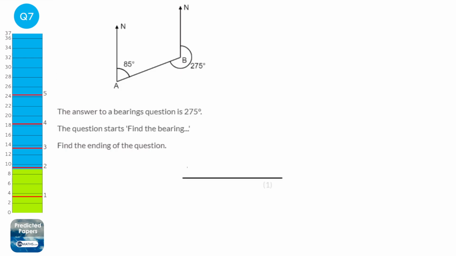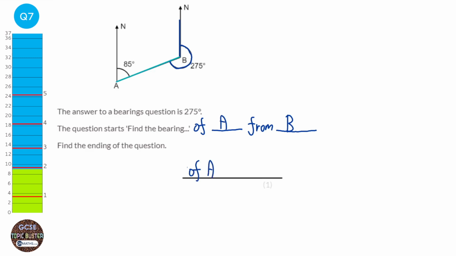Bearings questions are normally written as find the bearing of destination from a location. So you can see in this question here that the answer is 275. So the line they're taking it from is this line here, this north line, and they're looking at this bearing here. So we currently are at B, and we're looking at the angle of A. So the question would be find the bearing of A from B.